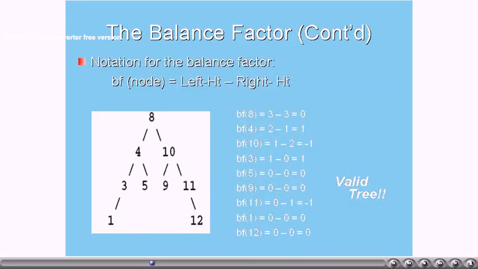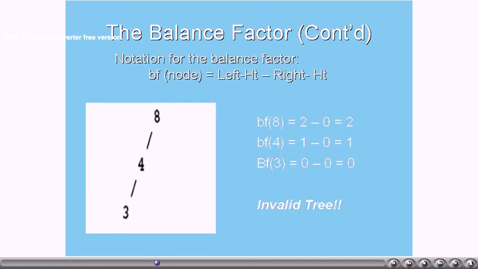This slide shows balance values for all the nodes of the tree given in the slide. If you verify, all the balance values are between -1 and 1. Thus, it is an AVL tree. This tree is not an AVL tree. The root node has a balance value of 2. Thus, it is not a valid AVL tree.